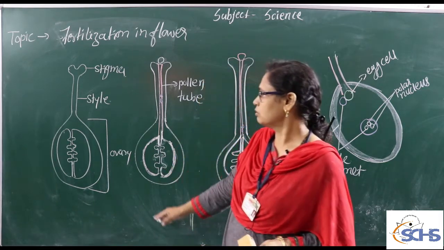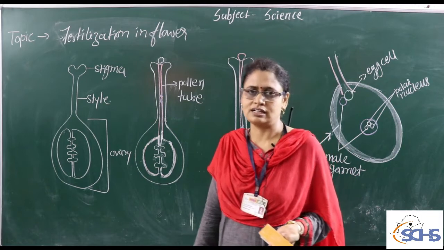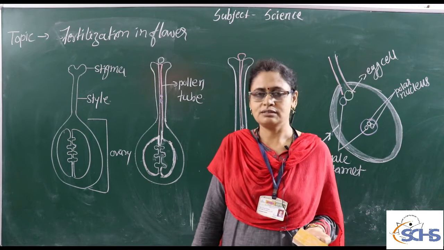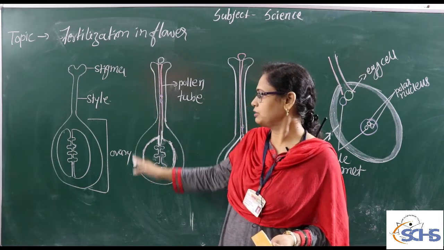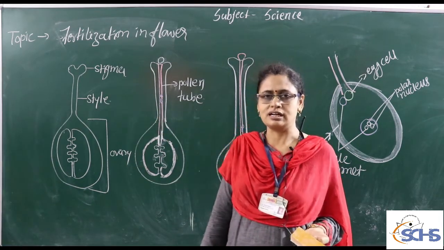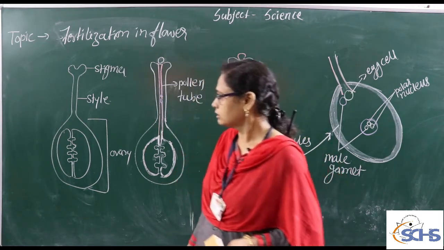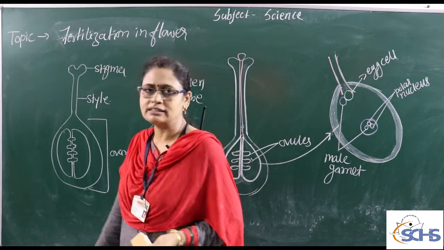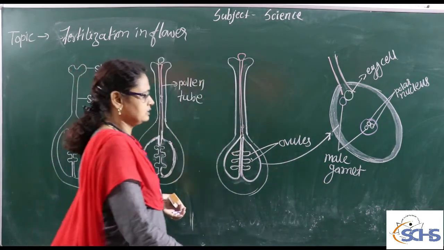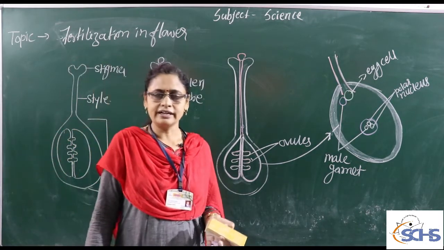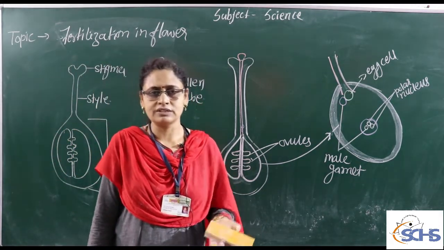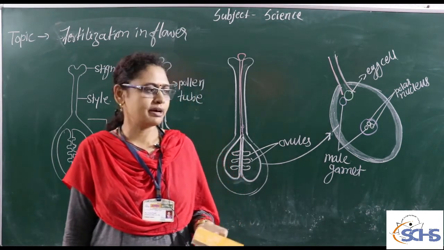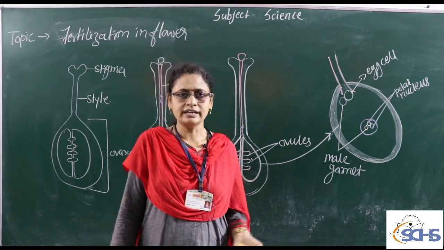So now I will explain how the process of fertilization occurs, and this question is asked in your exams: explain double fertilization in a plant. Okay, so I will explain how the process of double fertilization occurs. By the process of pollination, we know the process of pollination is carried out by two agents, biotic agent and abiotic agent. Bio means living, so which are the biotic agents? Birds and insects. And abiotic agents mean water and wind.